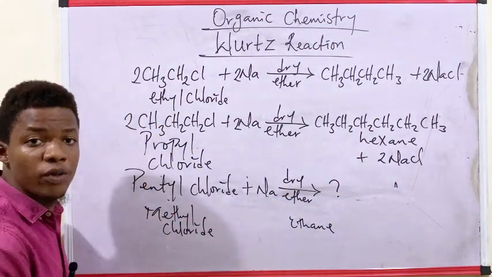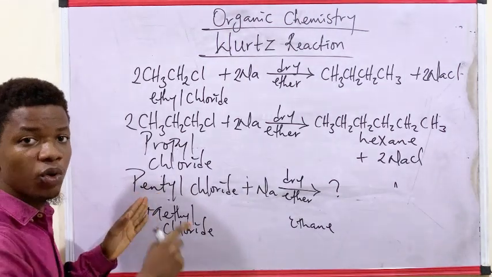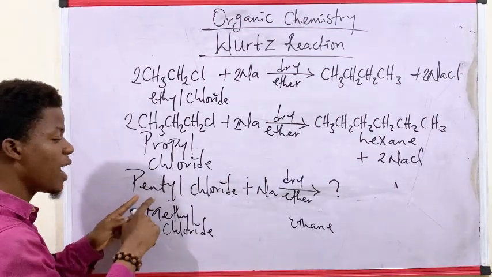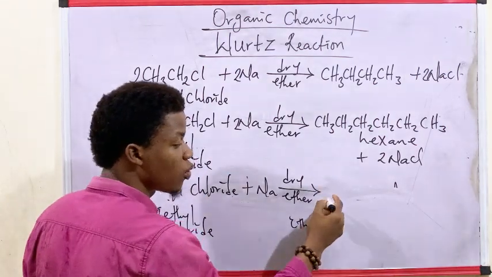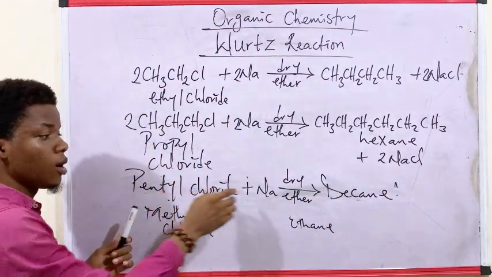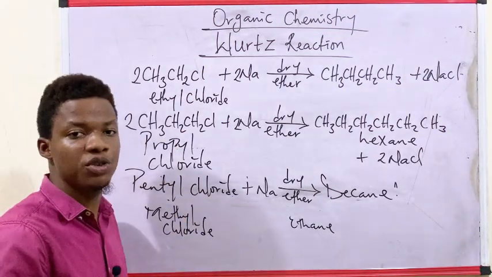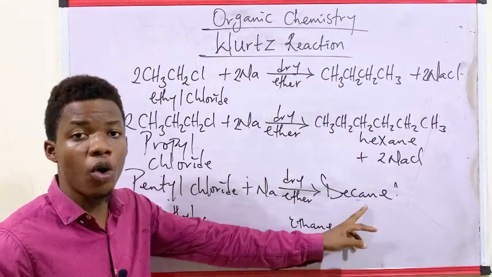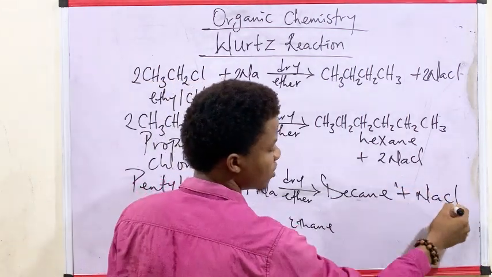Now this is pentyl chloride. Pentyl is what? 5 carbon. So we are talking about an alkyl group with 5 carbon. So 5 times 2, 10. Therefore, the reaction of pentyl chloride with sodium in dry ether will produce an alkane known as decane, because decane is 10. So always just multiply by 2. That is the easiest thing to do. So pentyl chloride will react with sodium in dry ether to give you decane, and then you have your normal sodium chloride that will be formed.